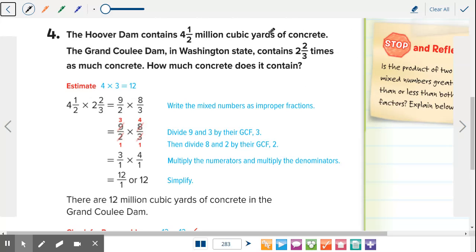Well, you just multiply those two numbers. So you got to change them into mixed numbers or improper fractions, multiply them out, and you get 12. Well, that means there are 12 million cubic yards of concrete in the Grand Coulee Dam. Okay? So even when you get a story problem, all you're doing is multiplying. So don't freak out when you see a story problem.